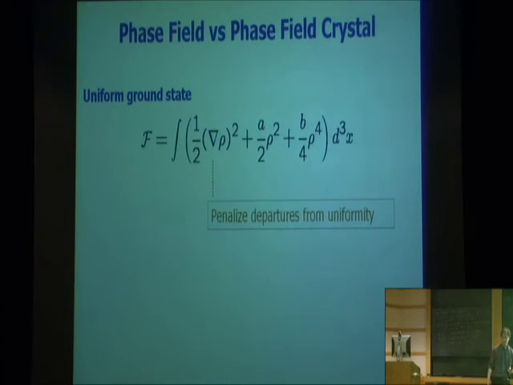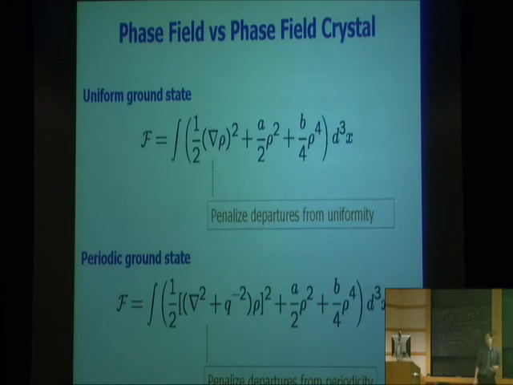So you penalize departures from uniformity, and the way you can do that is to say, if I have a departure from uniformity, that means that grad rho will be non-zero, and I don't care which sign, whether the departure from uniformity is positive or negative, so I just square that. That's something that's analytic, so my free energy looks like grad rho squared plus this. And that's what people do.